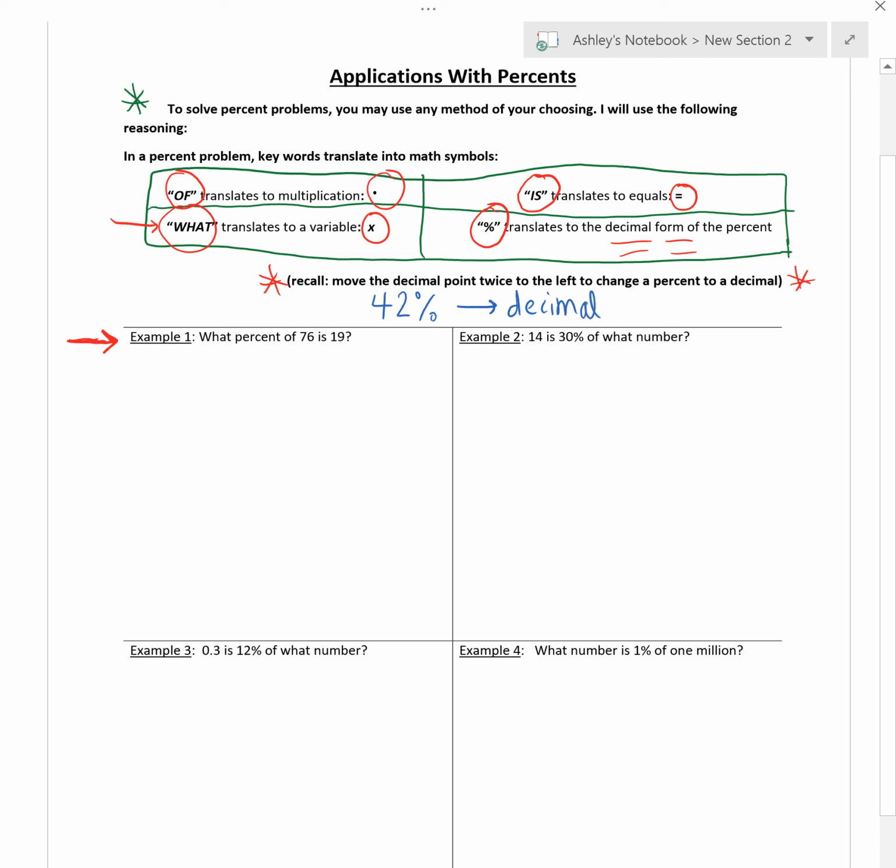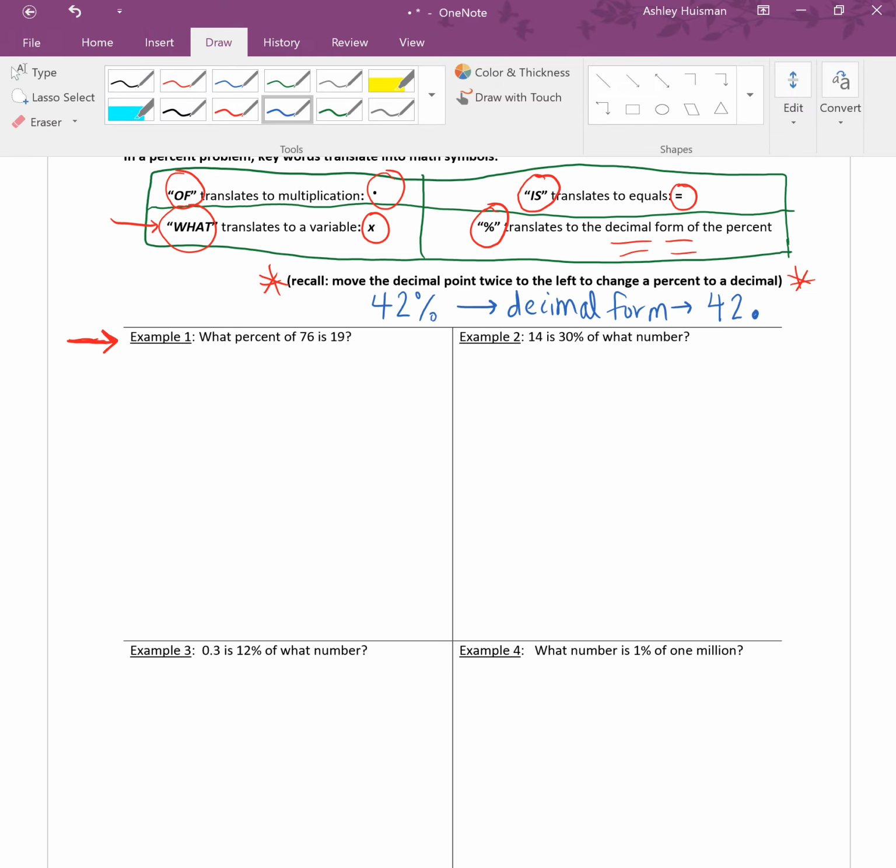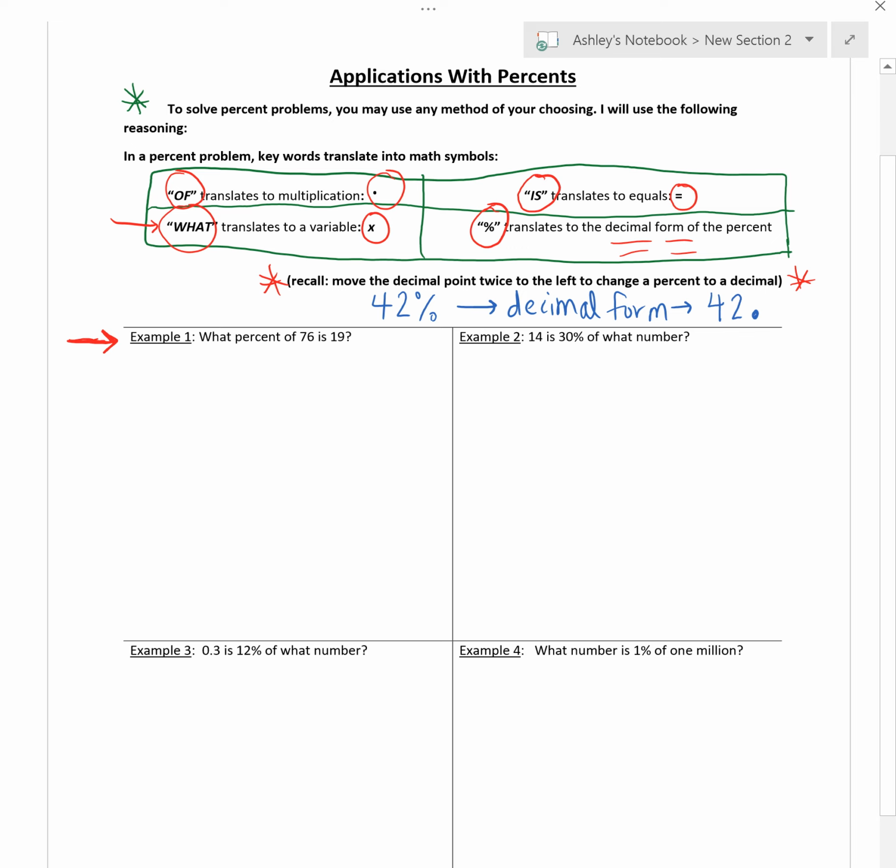So if you have 42%, and you want to change it to its decimal form, all you do is think about, okay, right now, 42, I don't see a decimal, but whenever something is a whole number, there's an invisible decimal directly to its right. So you can think of 42 as 42 point nothing. So you're going to imagine the decimal there. Now you're going to move it, like it says in the directions, twice to the left. So this way it becomes 0.42, or .42.